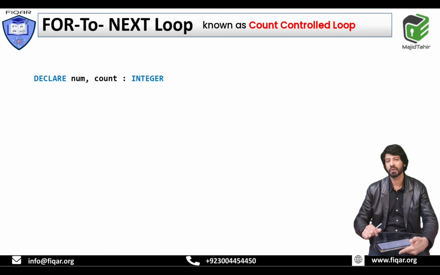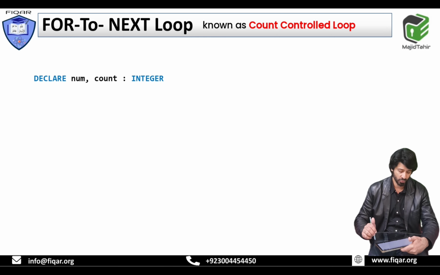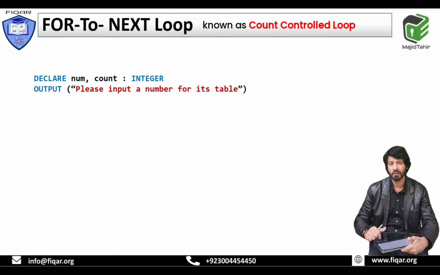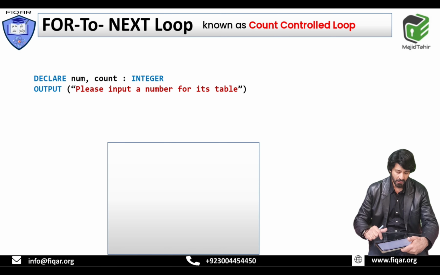Let's see the pseudocode for count controlled loop or for to next loop. Now in this program, we are declaring two variables called num and count, and the data type is integer. The output before the input is a prompt for the user, so it says please input a number for its times table or please input a number for its table. So this is going to be prompted or displayed on the screen so that the user can give something in the input. The output screen that you will be seeing will be like that.